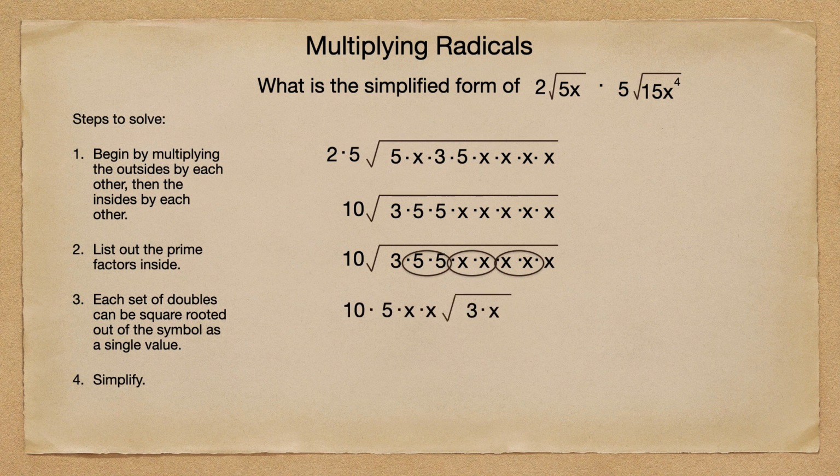We write in simplest form, multiplying 10 times 5 times x becomes 50x squared, and the inside becomes 3x. And that is our final answer.